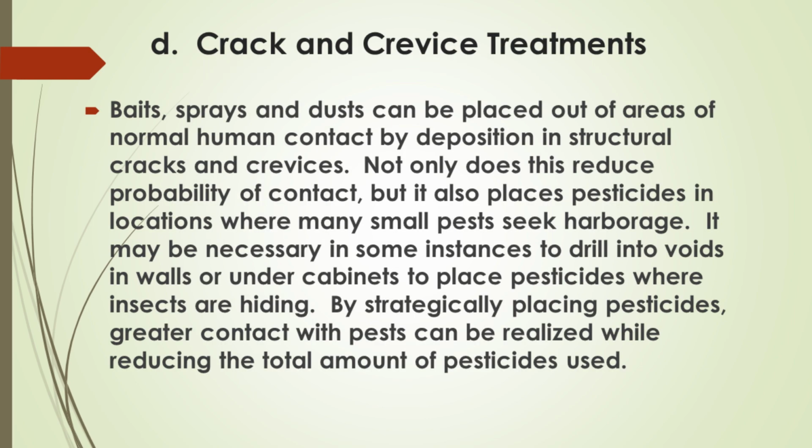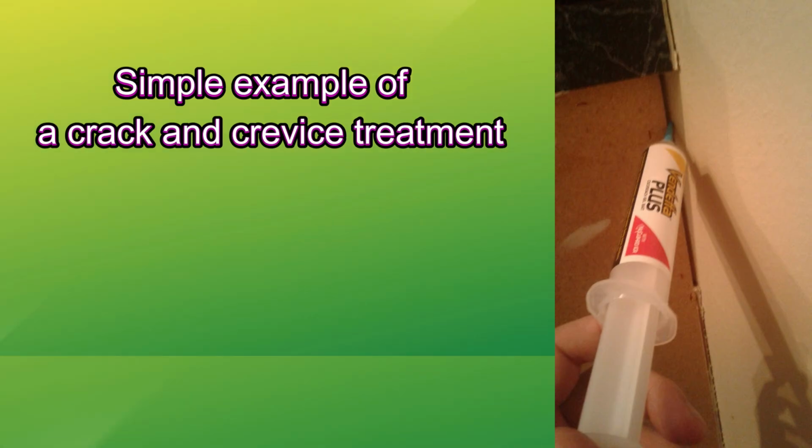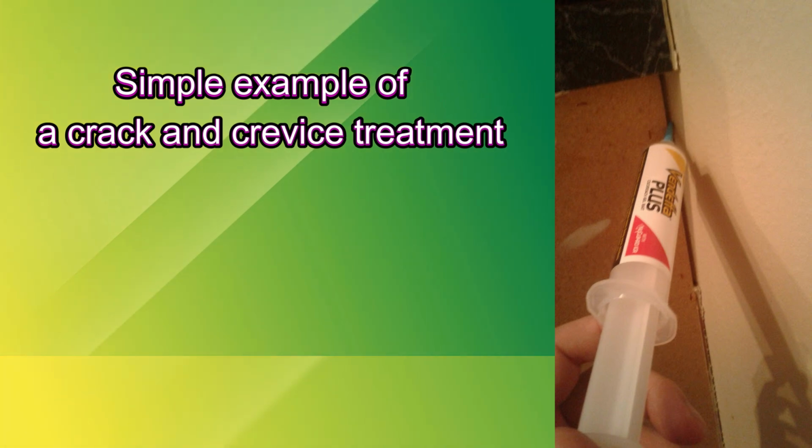Crack and crevice treatments. Bait sprays and dust can be placed out of areas of normal human contact by deposition in structural cracks and crevices. Not only does this reduce probability of contact, but it also places pesticides in locations where many small pests seek harborage. It may be necessary in some instances to drill into voids, in walls, or under cabinets to place pesticides where insects are hiding. By strategically placing pesticides, greater contact with pests can be realized while reducing the total amount of pesticides used. Let's take a look at an example of a simple crack and crevice treatment.